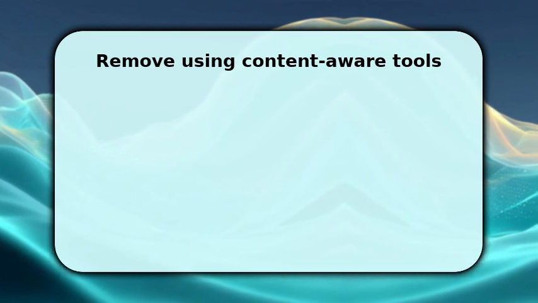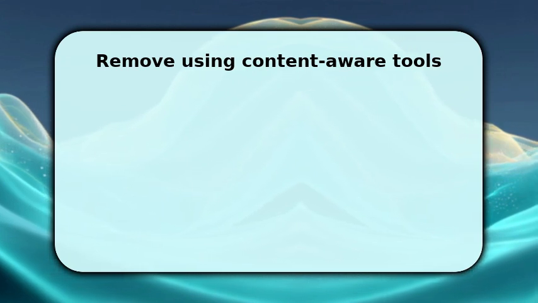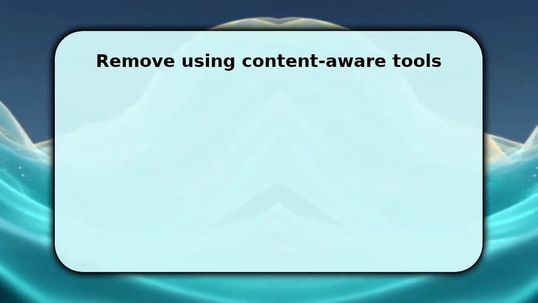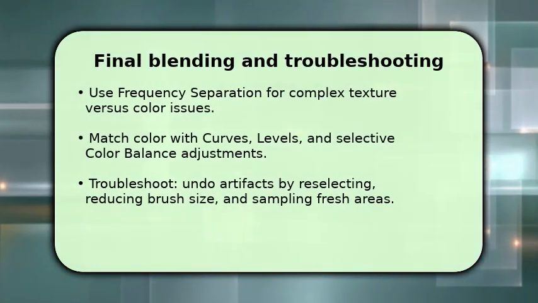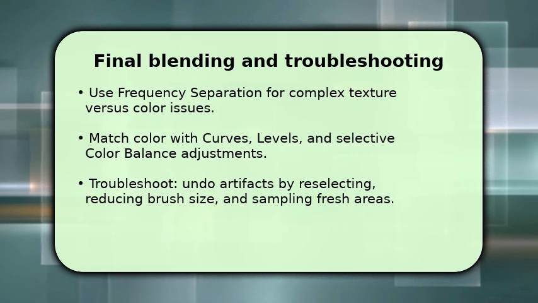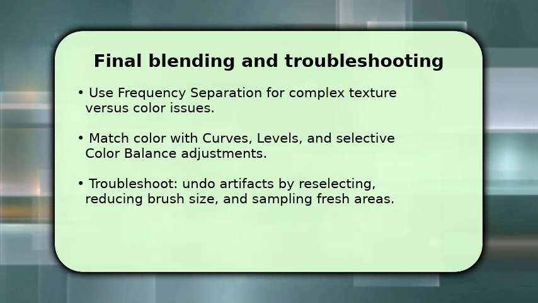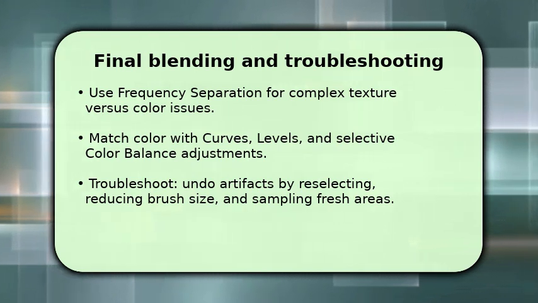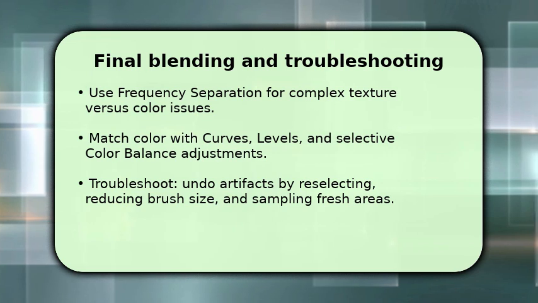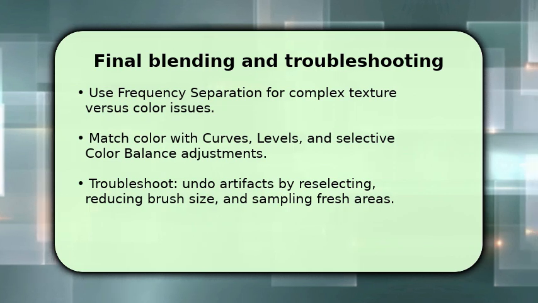Then refine transitions with a soft layer mask, so the repaired area integrates seamlessly. Finish by blending texture and tone. Use frequency separation to independently correct color and fine detail when the patch looks flat or blurry. Once textures align, match overall color and contrast with curves or levels and a clipped hue/saturation layer if necessary. Make sure to zoom out frequently to check for repeating patterns or visible seams.